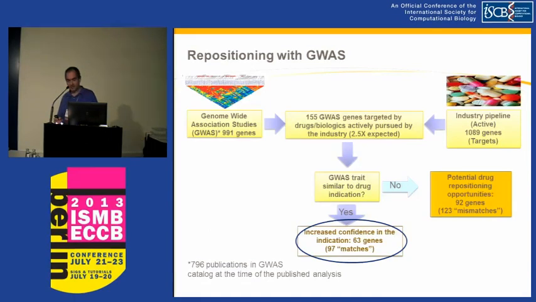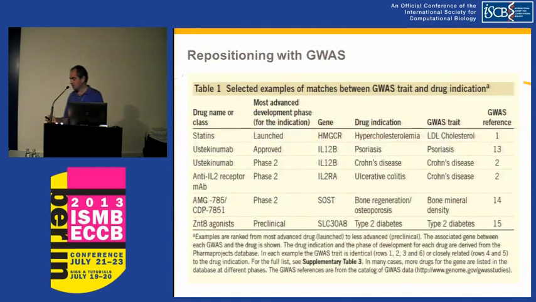So if I look at that side of the coin first, it's just a list to illustrate, just to confirm that GWAS is pointing to drugs that are indicated for the same indication as a GWAS trait, and that list is much longer. It's just some examples from different phases of the pipeline.